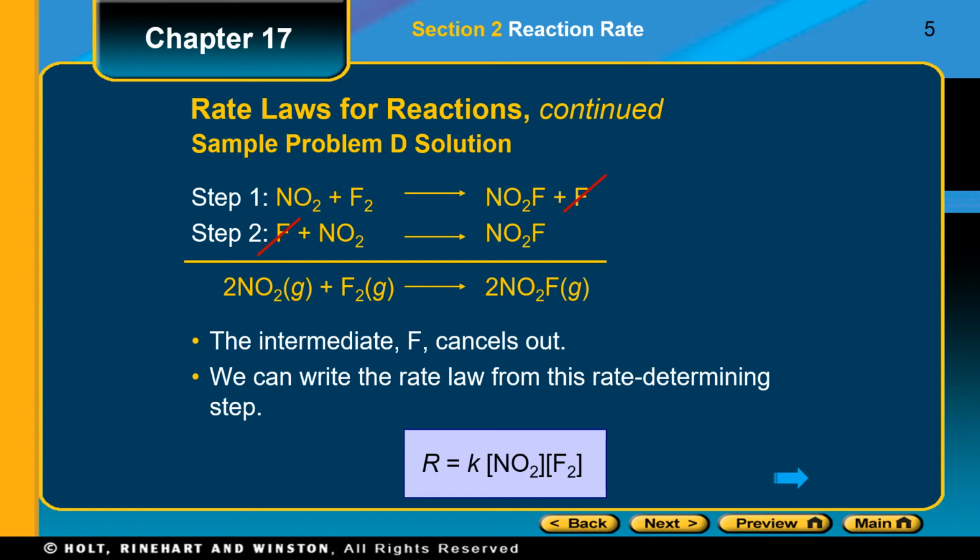And we can write the rate law for this. The slowest one is just step 1, and it's just NO2 and F2. And there is no data that we can put exponents to it. So that is going to be our rate law there. R equals K times the nitrogen dioxide concentration times the fluorine molecule concentration.